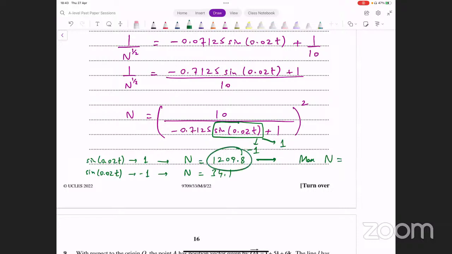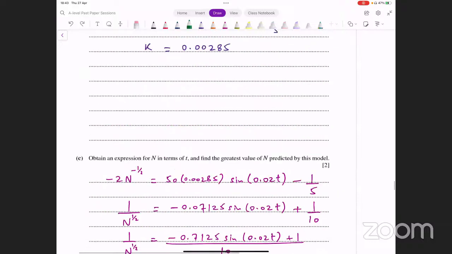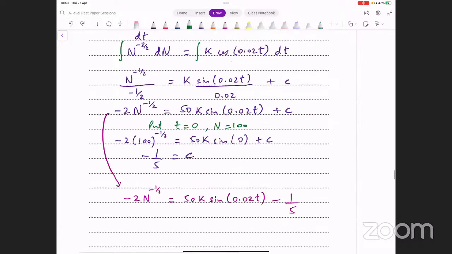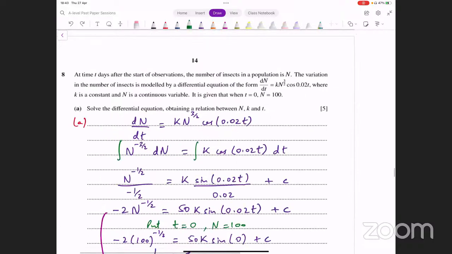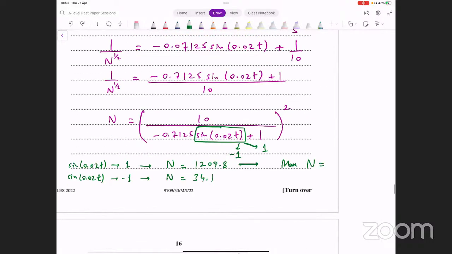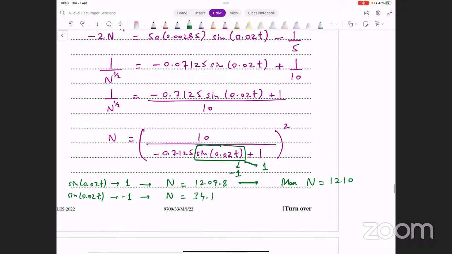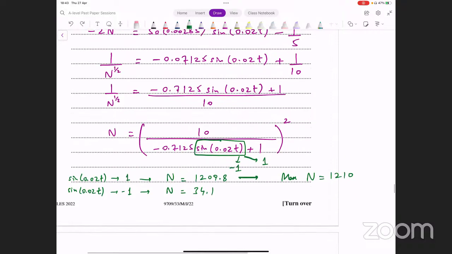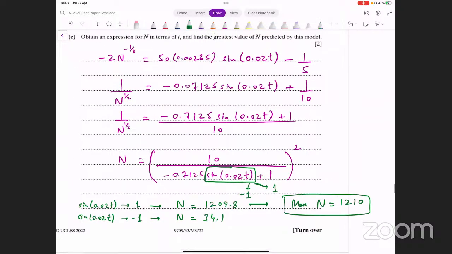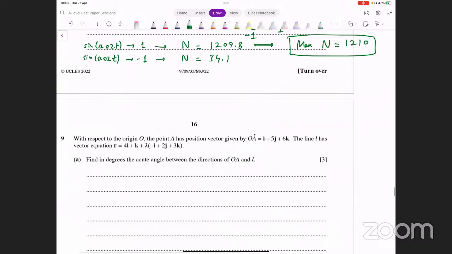You can write it in decimals, that's also okay. But because we're talking about the number of insects here, n represents the number of insects, right? The number of insects should be an integer. You could also write it as 1210. You can write it both ways. It's going to be acceptable because here n is stated to be continuous, so you can write it in decimal and also as an integer. And that's your final answer from this. Okay, that was question number 8 from the worksheet, from this paper.